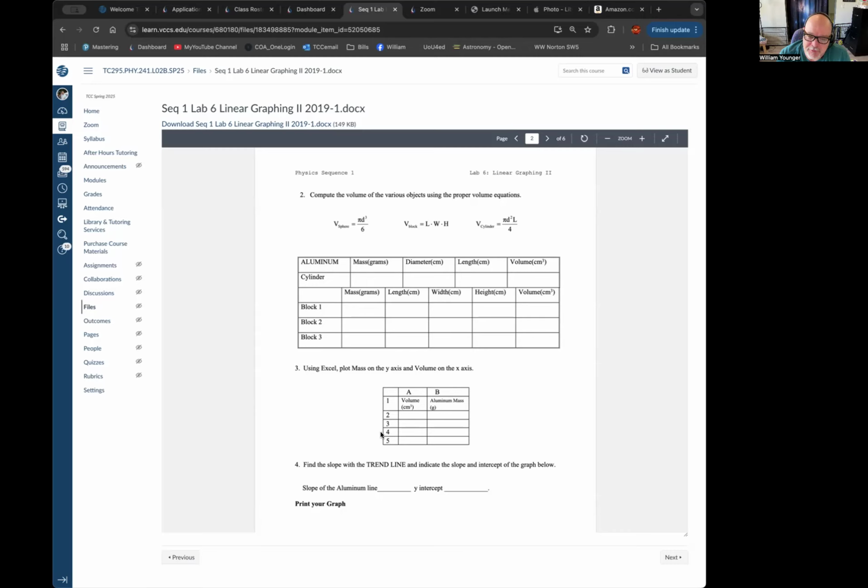So you might prefer instead to plot the mass on the vertical axis and the volume on the horizontal axis, so that the units of the slope would then be grams per cubic centimeter.